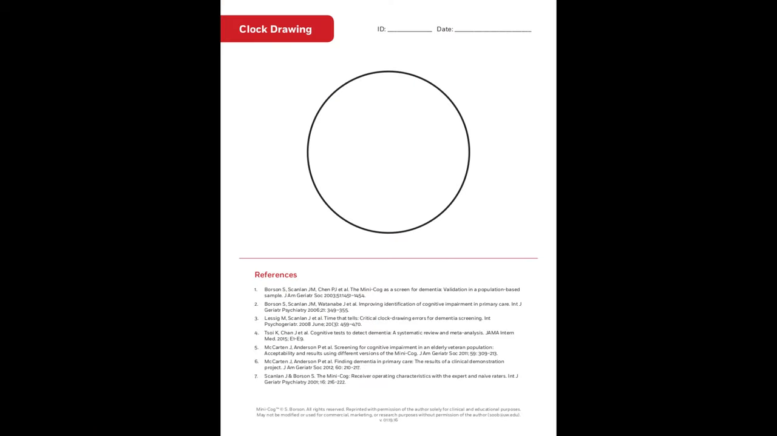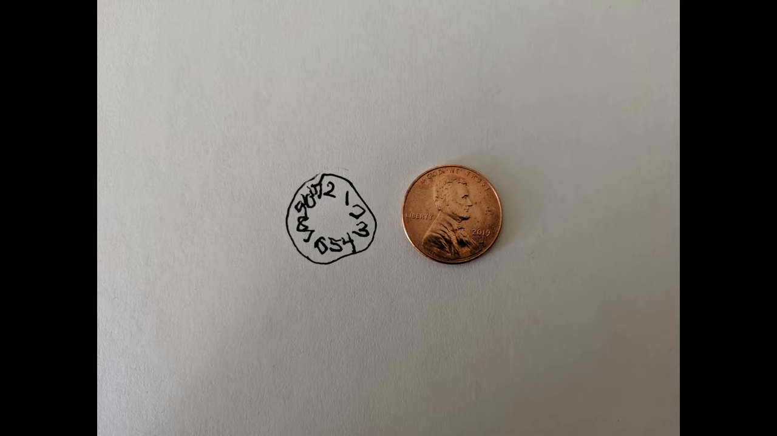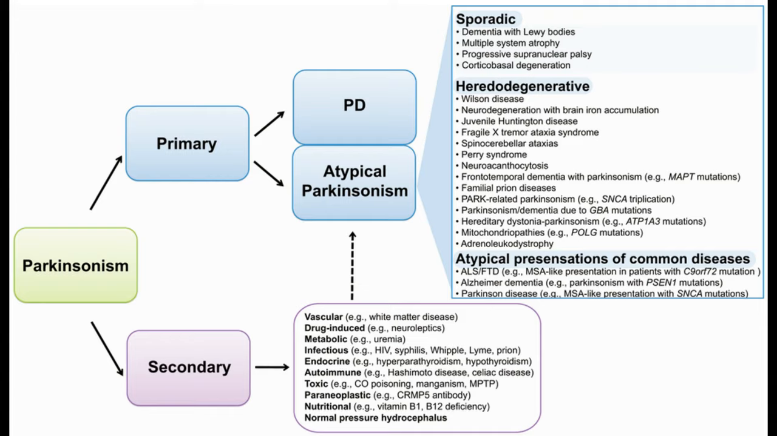The back of this form has a nice big circle drawn for the patient, but in all honesty, I like giving them a blank piece of paper and having them draw their own circle for me. Many patients draw clock faces that are too small to fit numbers and hands comfortably, and that'll immediately tell you that there's something wrong with their executive functioning with respect to planning. Alternatively, you may need to screen the patient for Parkinsonisms.